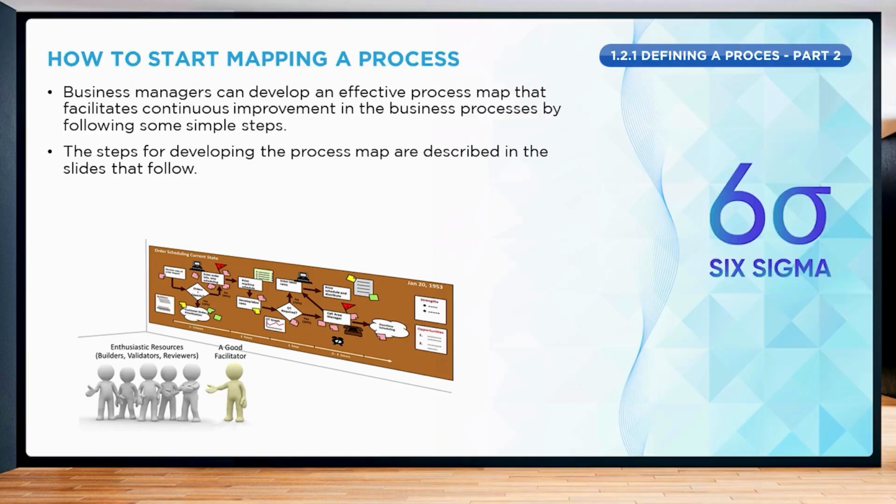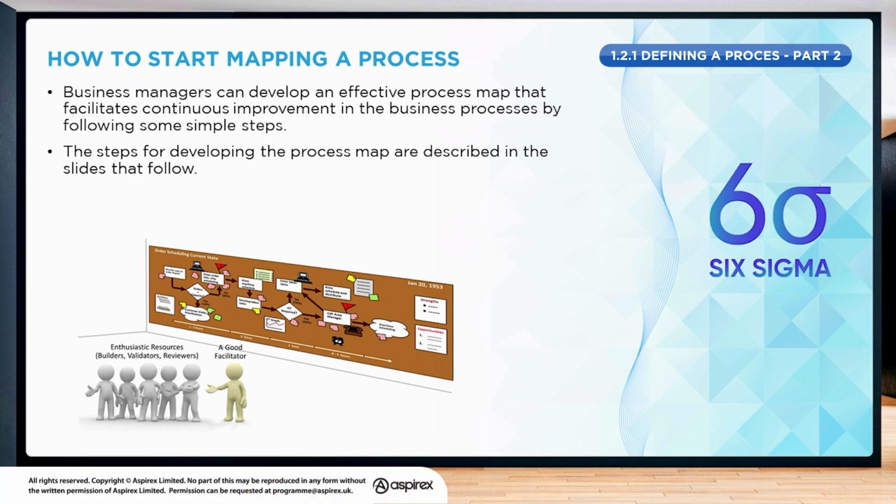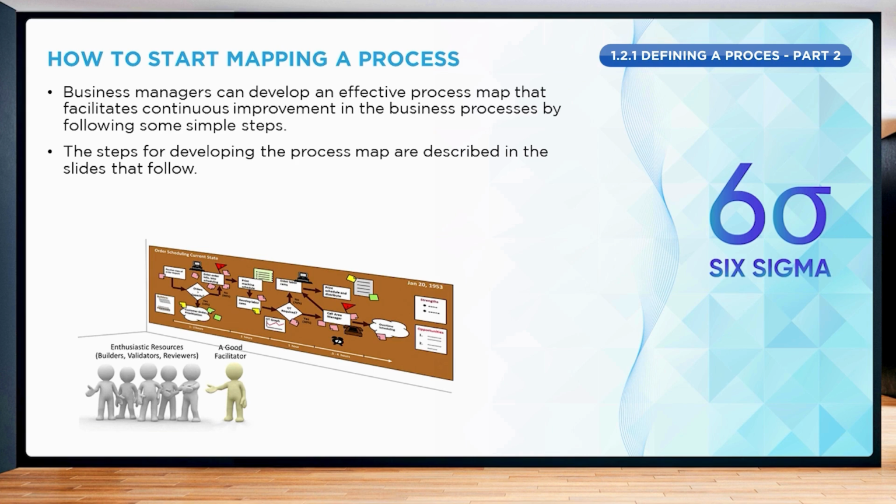So, how to start mapping a process? Well, process mapping is a process itself. So, we have to follow a specific sequence and complete certain tasks in order to have a complete process map that's ready to be used for identifying waste, analyzing waste, brainstorming solutions, etc.